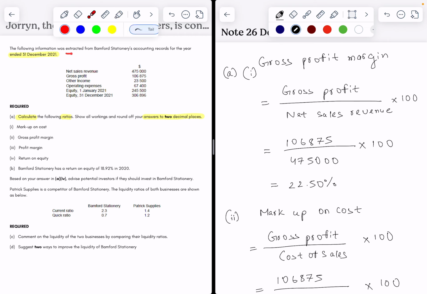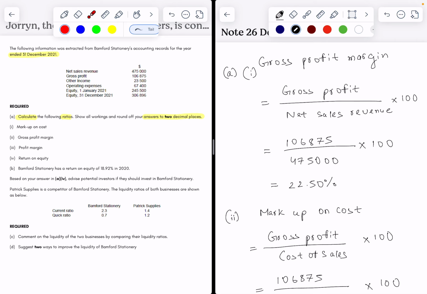The following information was extracted from Bamford Stationery's accounting records for the year ended 31 December 2021. So here you can see we are given the net sales revenue, the gross profit, other income, operating expenses, and equity at the beginning of the year and at the end of the year. We are required in Part A to calculate the ratios and round off our answers to two decimal places.